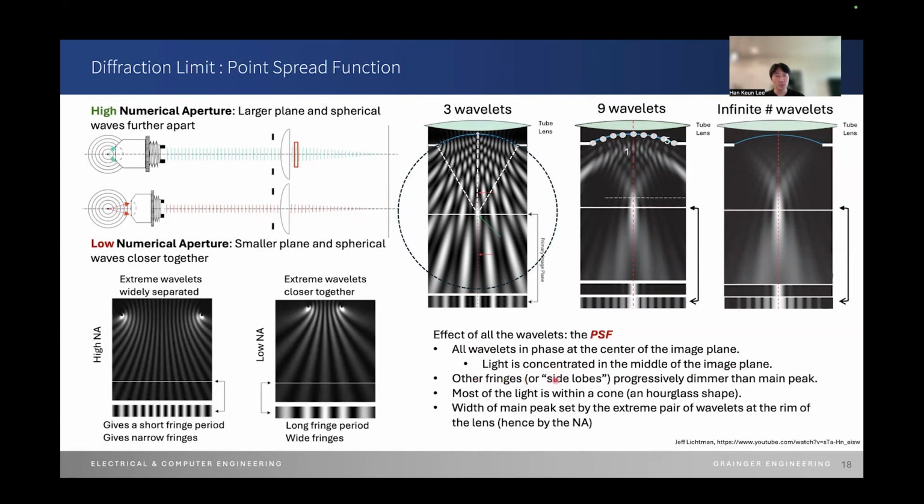Other fringes or side lobes progressively get dimmer than the main peak. Most of the light is within the cone. The width of the main peak, which is here, is set by the extreme pair of the wavelets at the rim of the lens, hence by the numerical aperture. Just like here, if the wavelets are far apart, it creates short fringe patterns, and therefore it can actually create a very, very tiny peak width. However, if these wavelets are close to each other, they will create an even wider peak width.